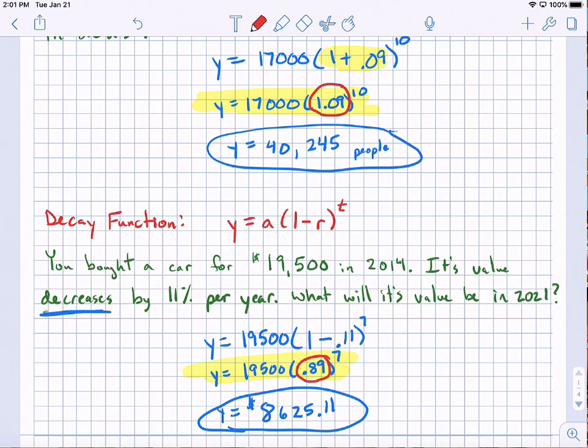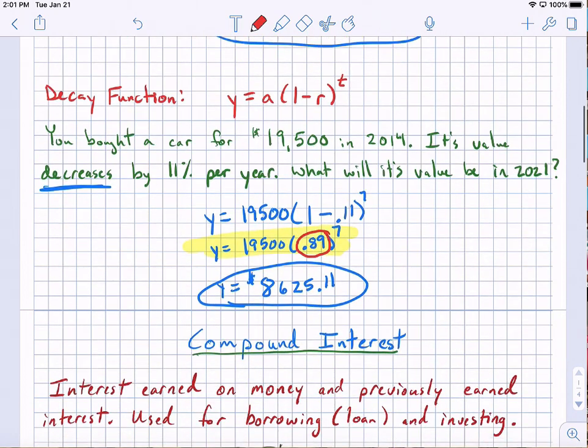So again, more than 1, it's got to be a growth problem. Less than 1, it has to be a decay problem. It doesn't matter what the A value is. It doesn't matter what the time is. What matters is that number inside there. Is it more than 1 or less than 1? More than 1 is growth, less than 1, we know it's a decay. Okay, so let's move on.